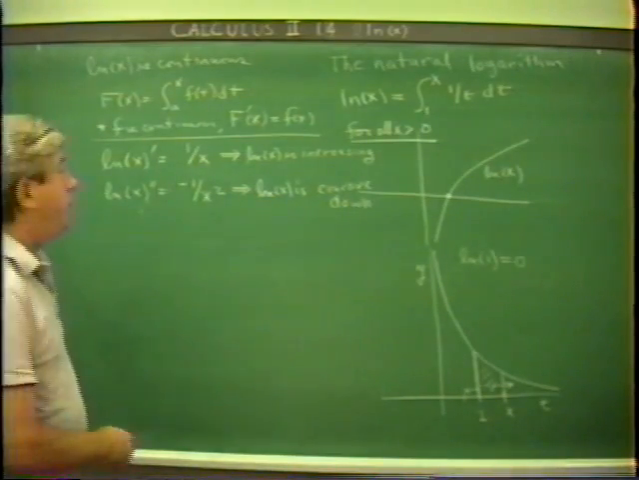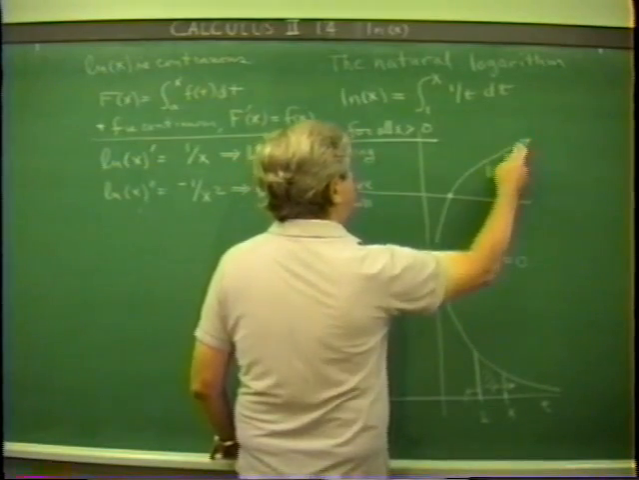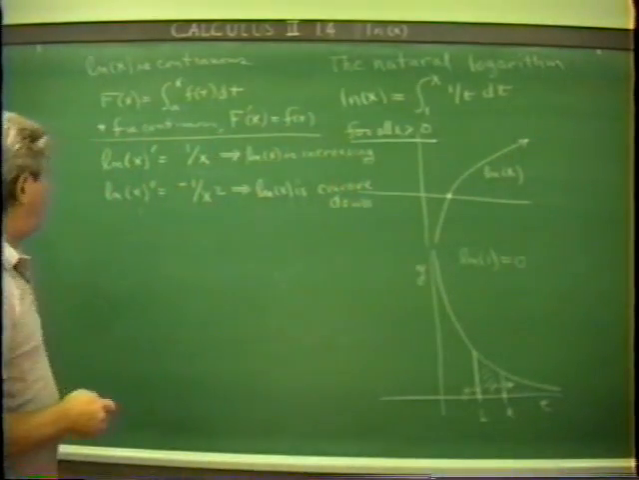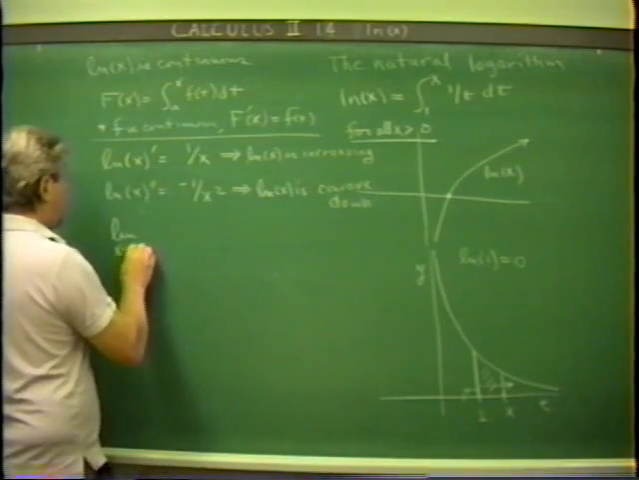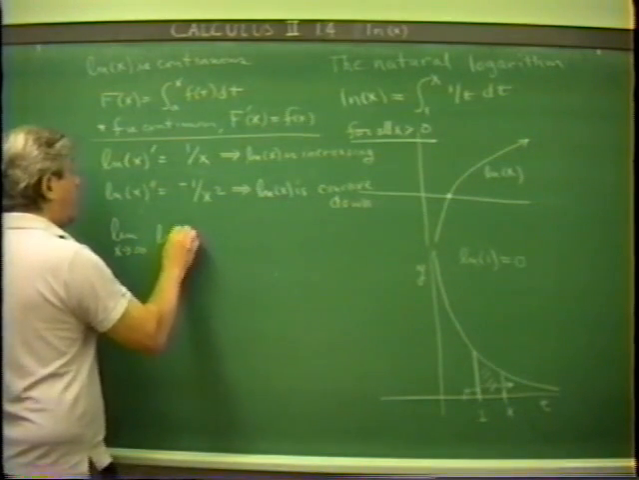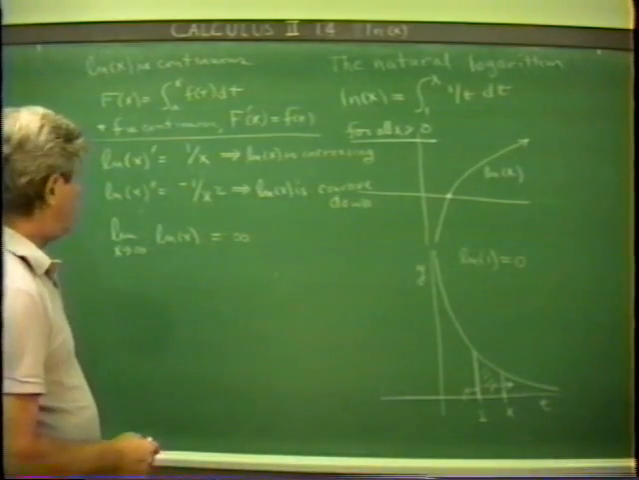Right. Now we want to see a couple of other things about ln of x. We want to see, on the one hand, that as x gets large, ln of x approaches infinity. We want to see that the limit as x approaches infinity of ln of x is infinity.